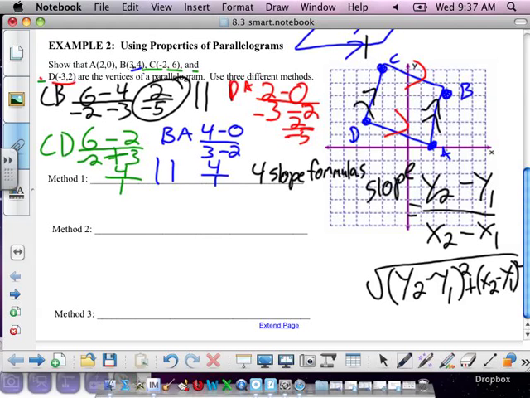I can read what it says. Let's just go A to B, B to C, C to D, and then D to A. Sound good?